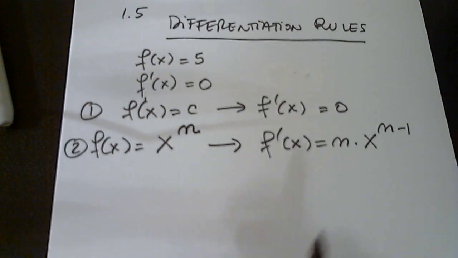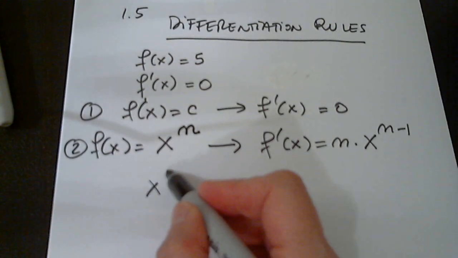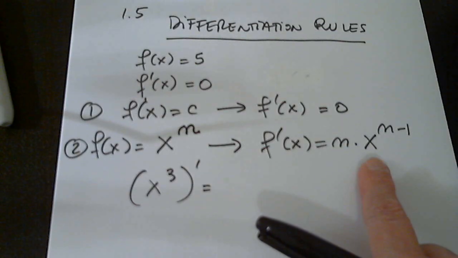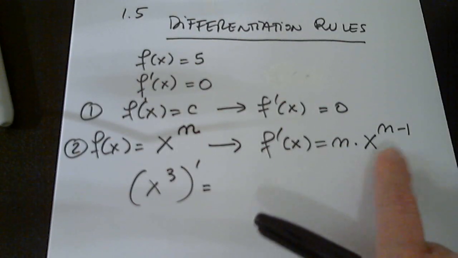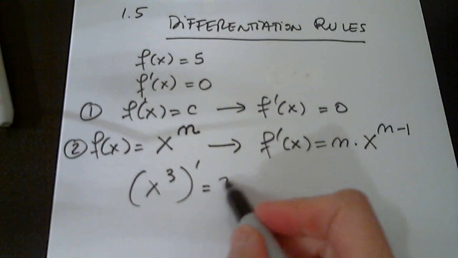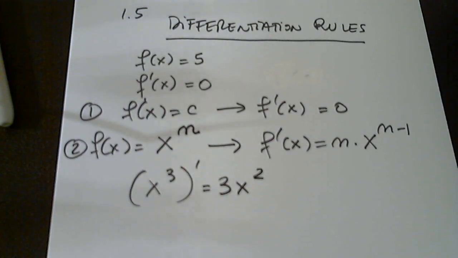So how do we differentiate as an example? Let's say x to the third power. Can anyone use the rule and tell us how to differentiate x to the third? Would it be 3 multiplied by x to the second power? That's it. So 3 times x squared. Perfect. That is indeed the case.